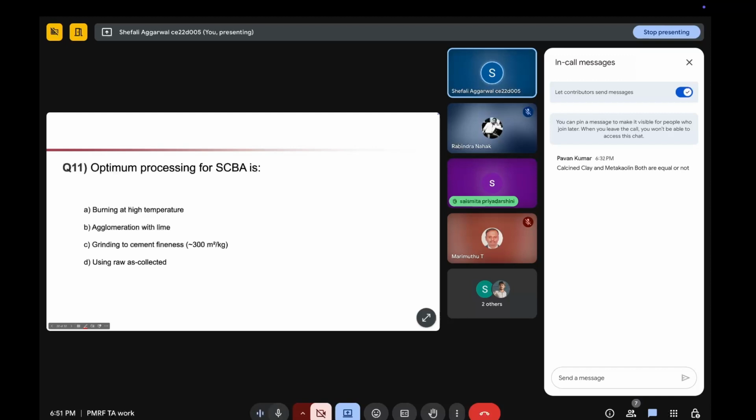Next question is optimum processing for SCBA, sugarcane bagasse ash. Is it burning at higher temperature, agglomeration with lime, grinding to cement fineness, or using raw as collected?